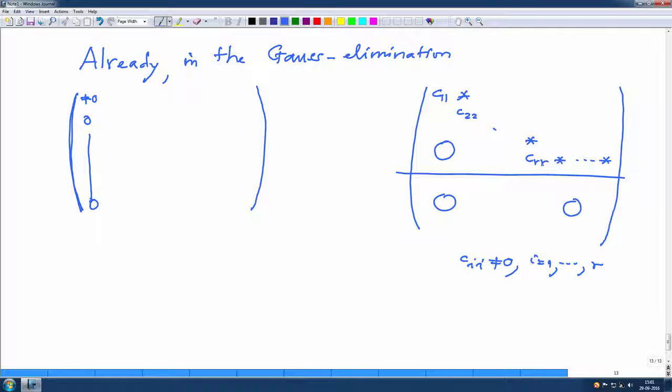If we are working over a field, but if you are not working over a field, we have managed this for integers also. And here it is clear that the number of non-zero entries on the main diagonal is precisely the rank. That was what the Gauss elimination also has, a similar motivation.